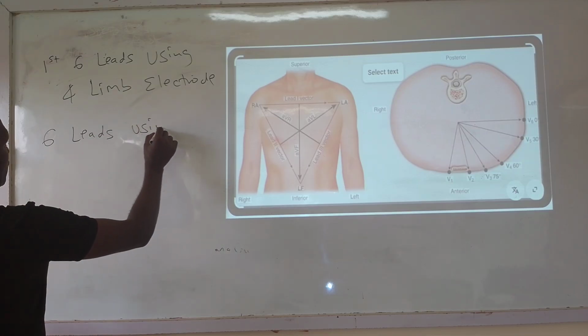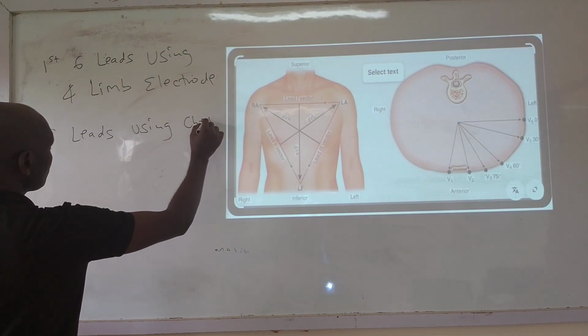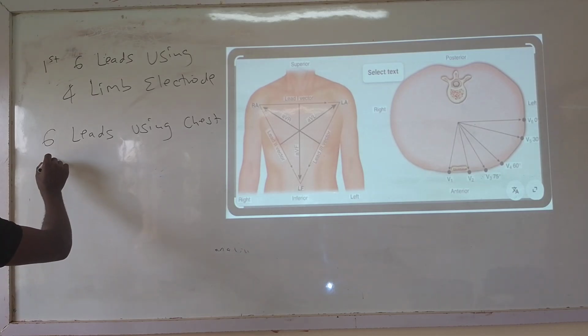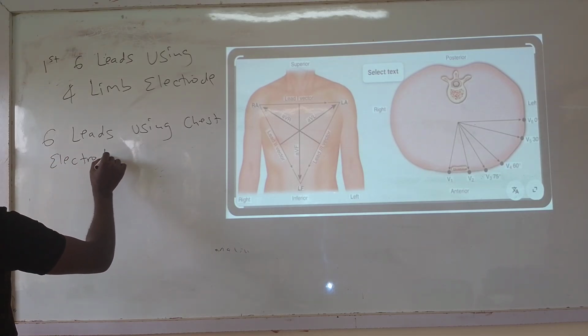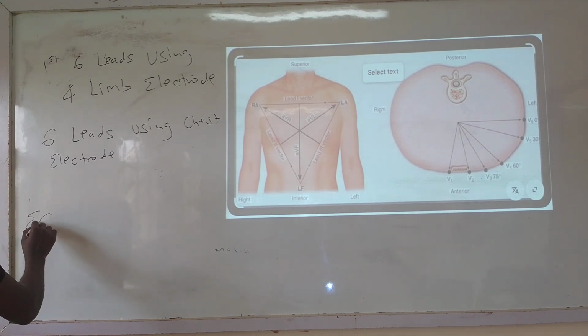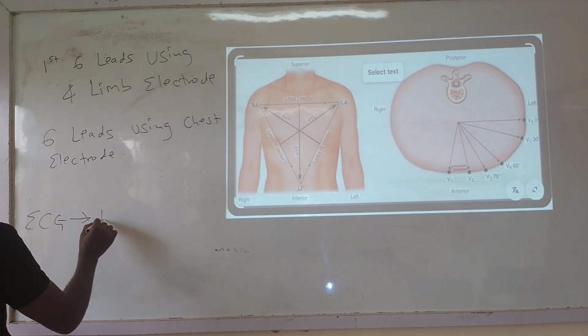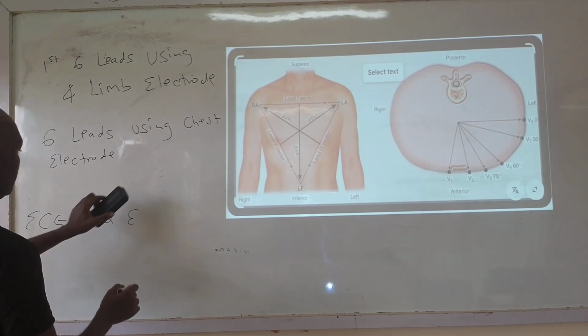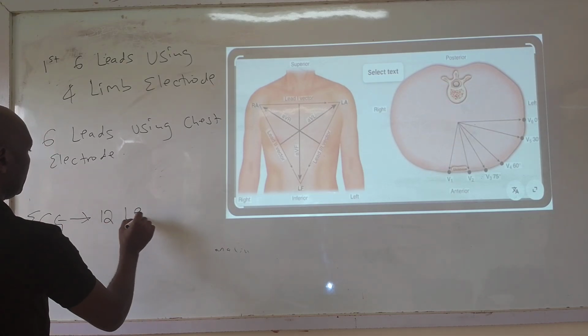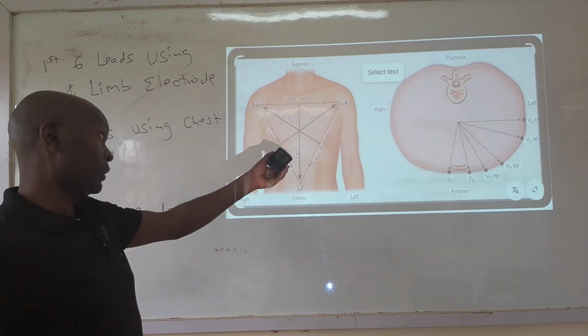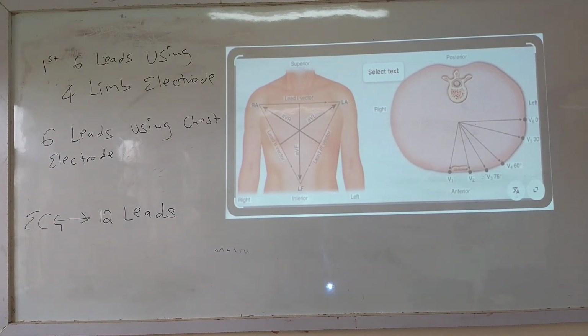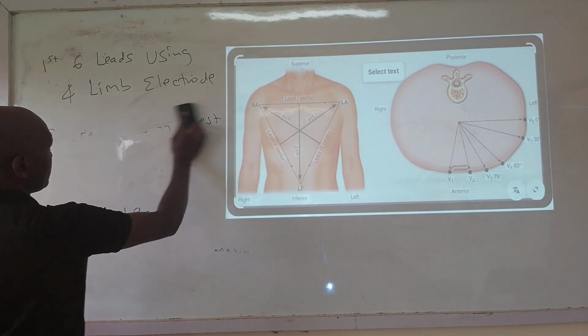using chest or precordial lead electrodes, because remember we said ECG has a total of 12 leads, a total of 12 leads. So we have already seen our first 6 using the limb electrodes. Now how do we get the other 6 using the chest electrodes?